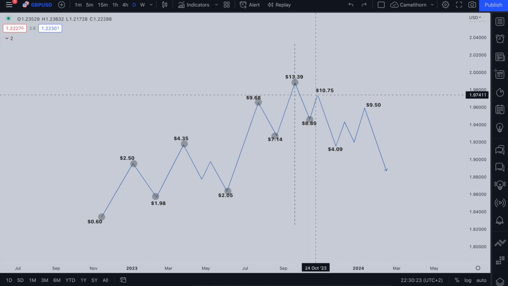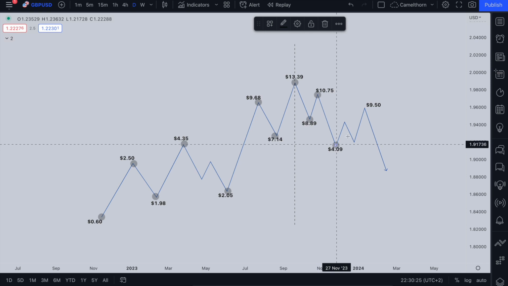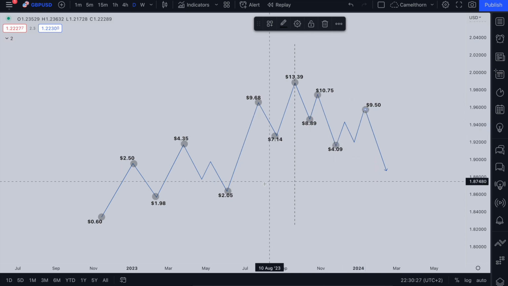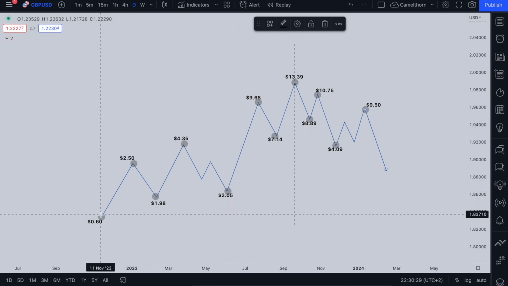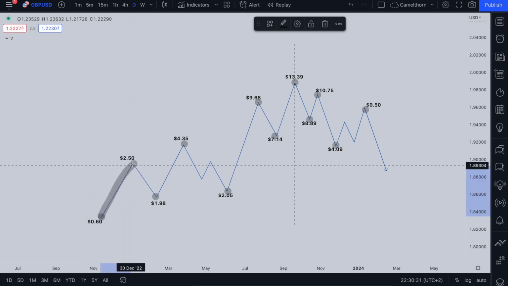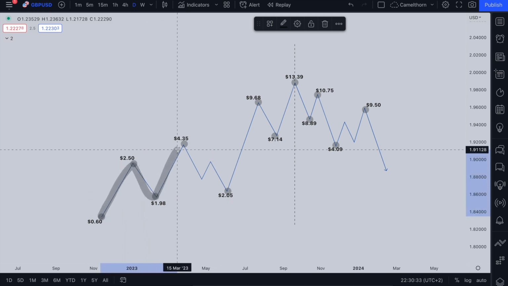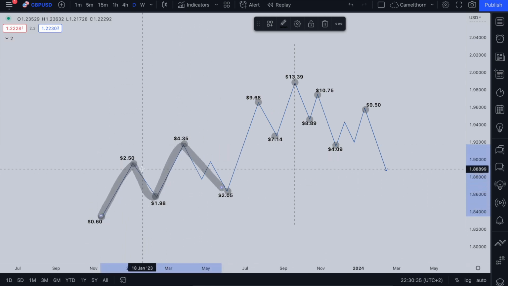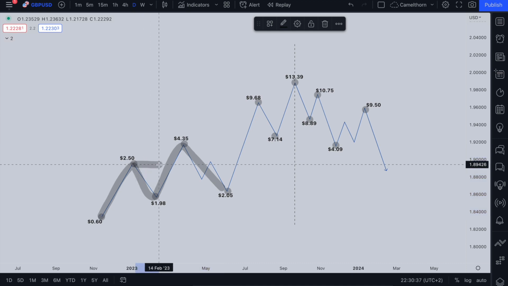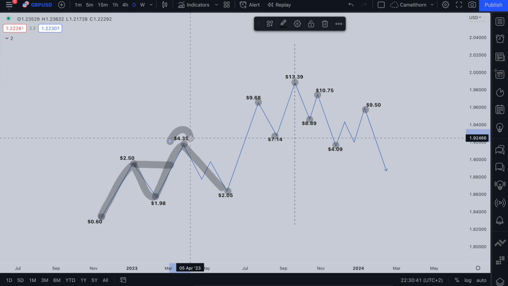Okay, now what you'll notice is, if you've watched some of our previous videos, what you've essentially noticed is that we have created a basic supply and demand schematic here, where we have a valid break of structure that forms a new external high swing point.